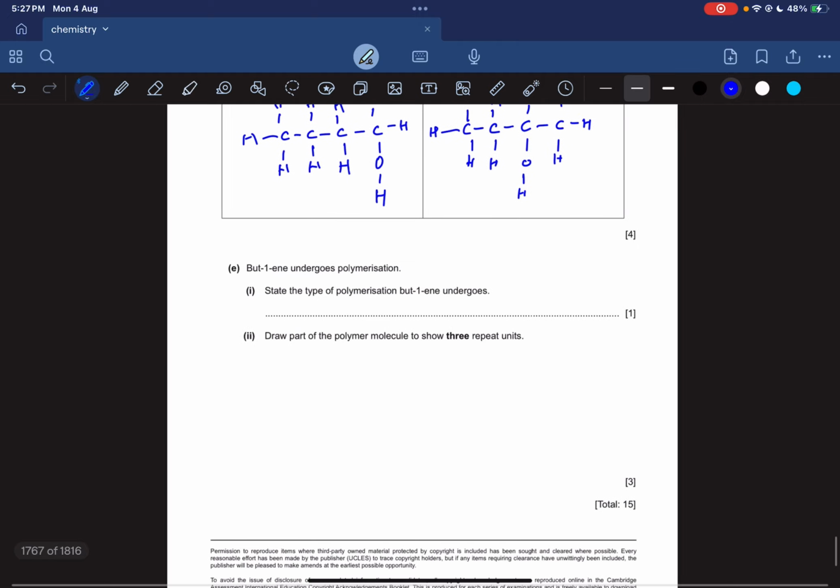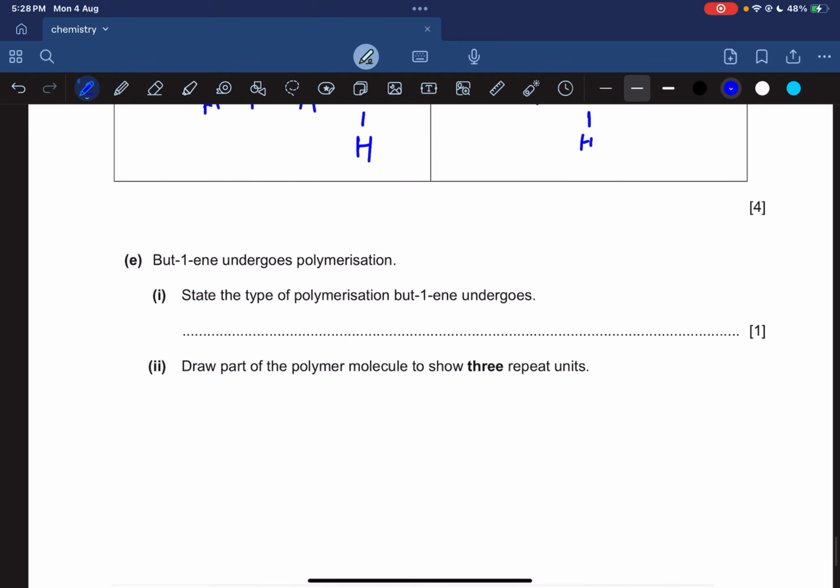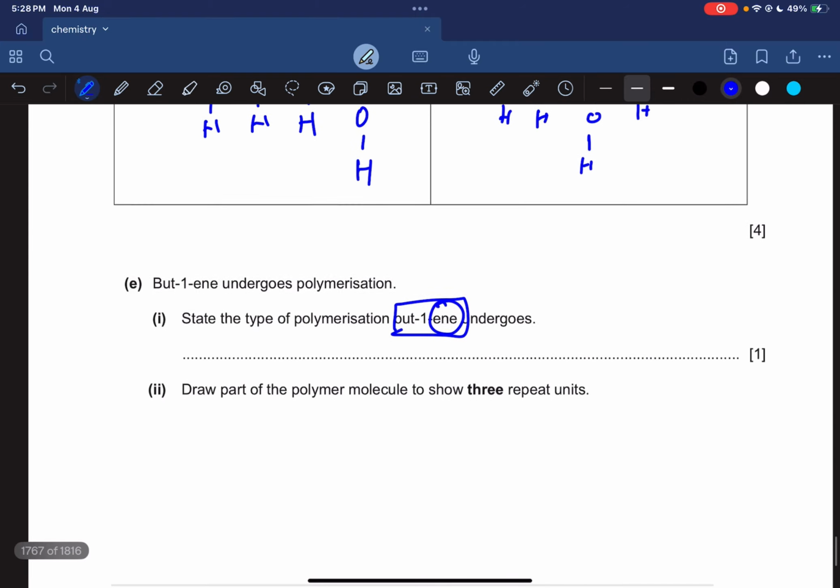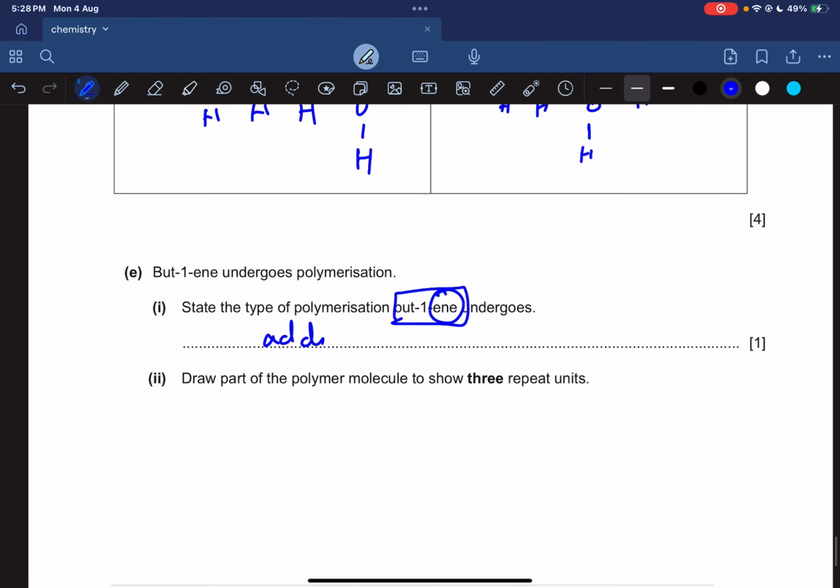Now moving on. But-1-ene undergoes polymerization. State the type of polymerization but-1-ene goes through. When you have ene, you have a carbon-carbon double bond. So that's going to be addition polymerization. Okay. Draw part of the polymer to show 3 repeat units.